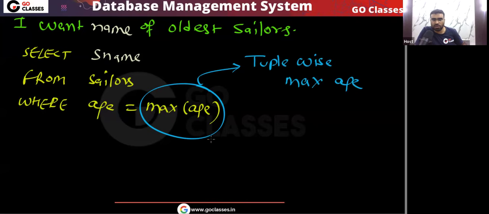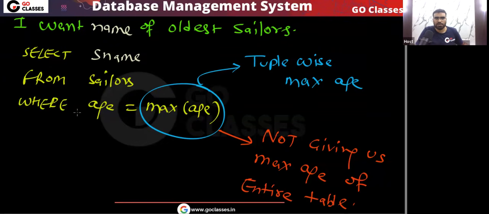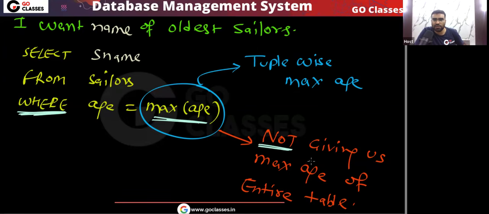But actually, this is not giving us the max age of the entire table. Do you agree with me? We want the max age of the entire table here. But this is giving me the tuple-wise max age. This is not giving me the max age of the entire table.